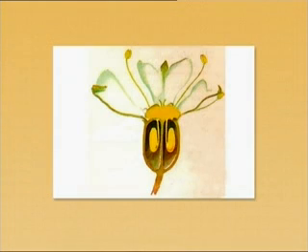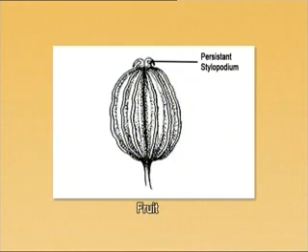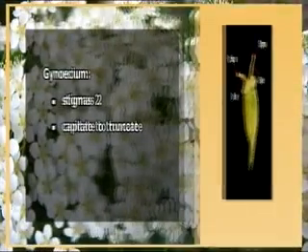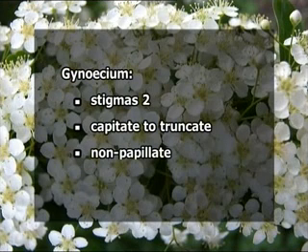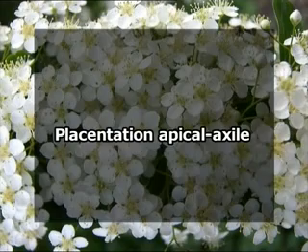The styles are swollen at their base, and they form a nectar secreting structure at the apex of the ovary. This structure which secretes nectar is called the stylopodium. In fact, the stylopodium is characteristic of Apiaceae flowers. This stylopodium can even persist in the fruit. The stigmas are two. These are capitate in shape or sometimes truncate. They are not papillate, they are non-papillate. The placentation is called apical axile. That means in between apical and axile.